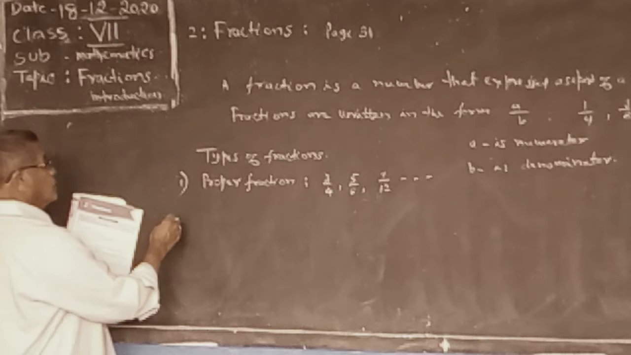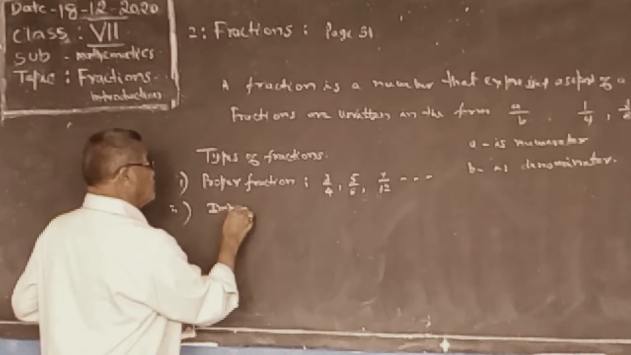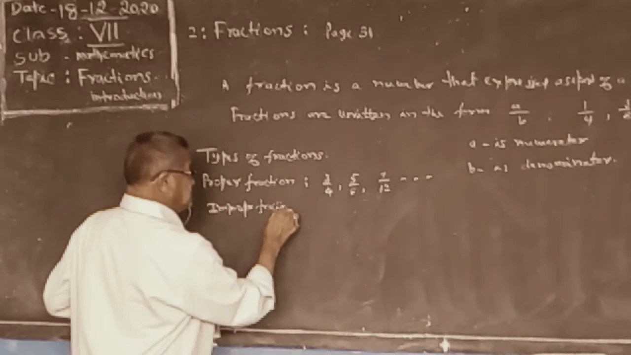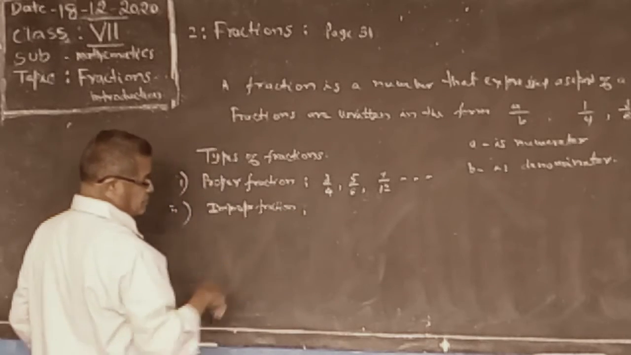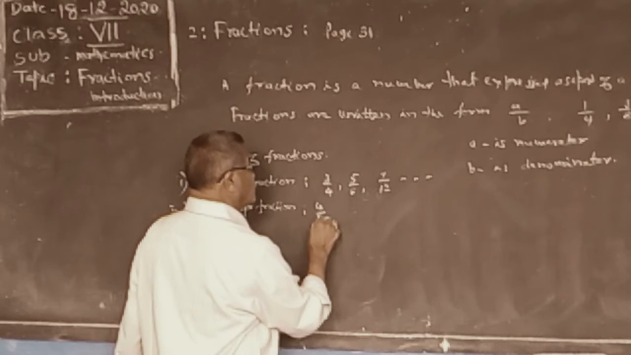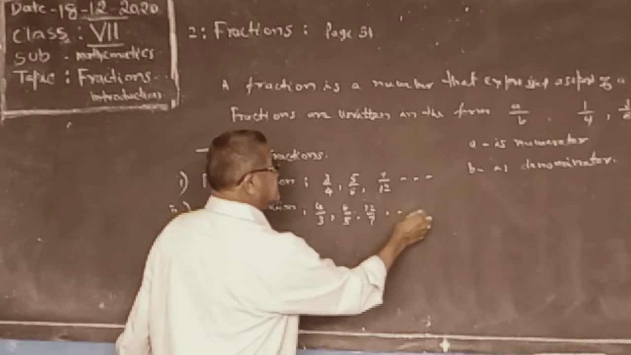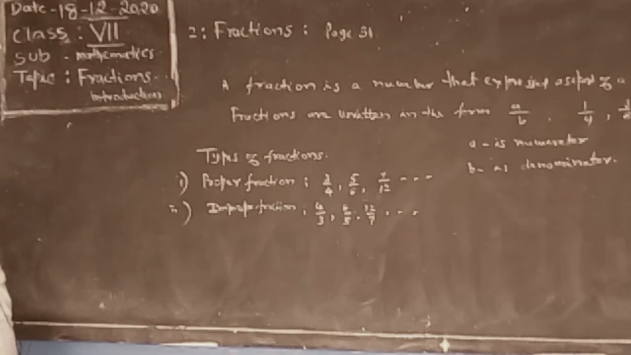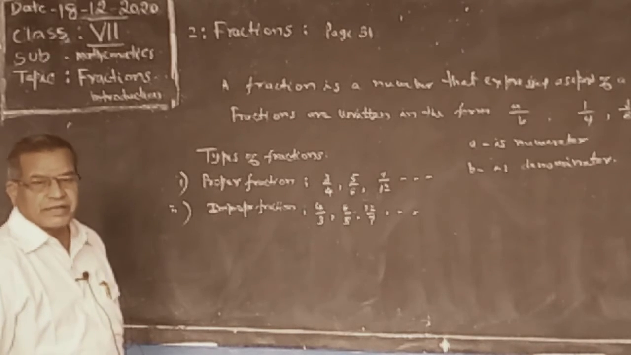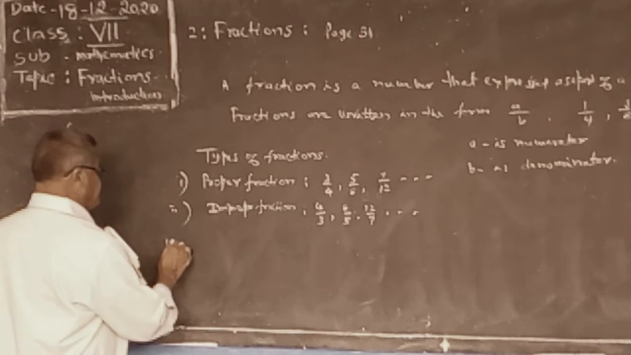Second, improper fraction. Reverse. The numerator is more than the denominator. 4 by 3, 8 by 5, 12 by 7. In this, it is a fraction in which the numerator is more than the denominator. Or mixed fraction.